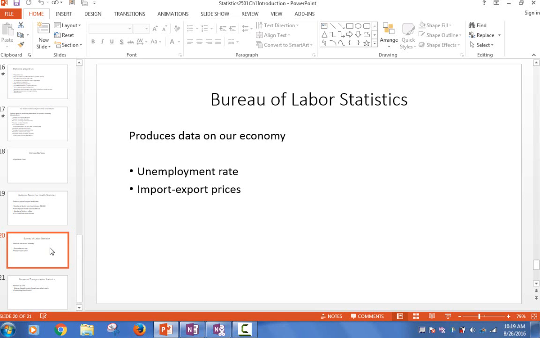The Bureau of Labor Statistics, everybody knows that, we constantly look at the unemployment rate, right? If the unemployment rate is high, that's bad. If it is low, that's good, right? Import-export prices, right? So that's basically whatever you're importing and exporting, the prices of those need to be kept track of. Who would care about those? All sorts of businesses who do trading overseas. They would care a whole lot about all this.